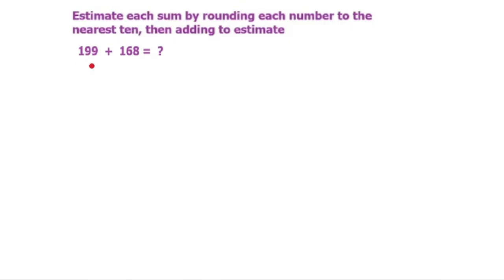So what we're going to do is try to simplify them by rounding them, and then we can quickly get an approximate addition for them. It won't be exact, but we're just going to estimate here. We just need an estimate. So we have to round each number to the nearest 10.